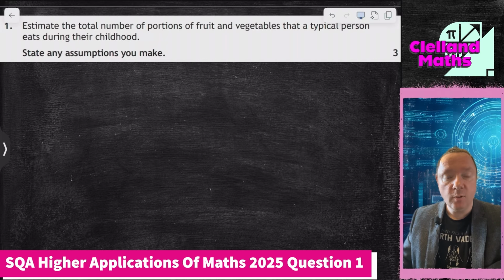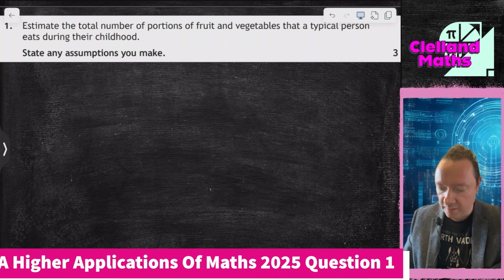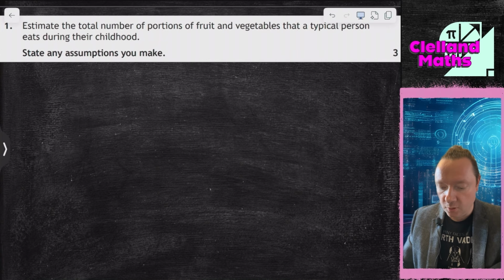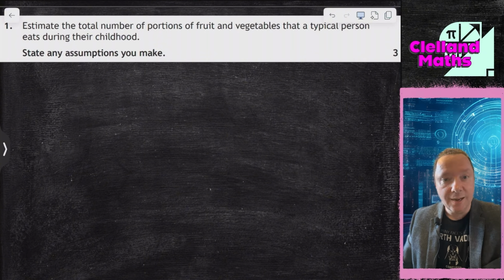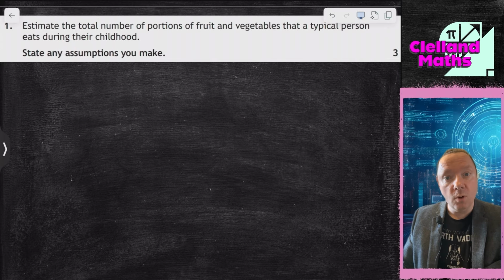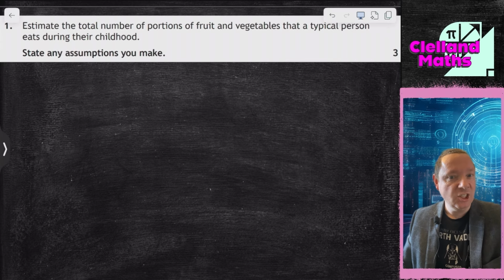Next we have Piece of Maths 2025, question 1. Estimate the number of portions of fruit and veg that a typical person eats during their childhood. Now, I've got a bit of a bone of contention with this question just to start with, actually. Childhood, what does that mean? That can vary by culture, what a childhood is. But in the UK, a child is defined as up to about 18, usually.